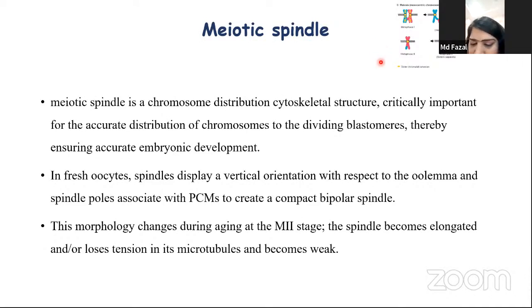So the morphology changes during the aging of M2. The spindle becomes elongated because of the loss of retention in microtubules, and that becomes weak. So as the oocytes age, the spindle also becomes very brittle, and there is displacement of the spindle, because of which the quality of the oocyte also decreases. Next slide, please.